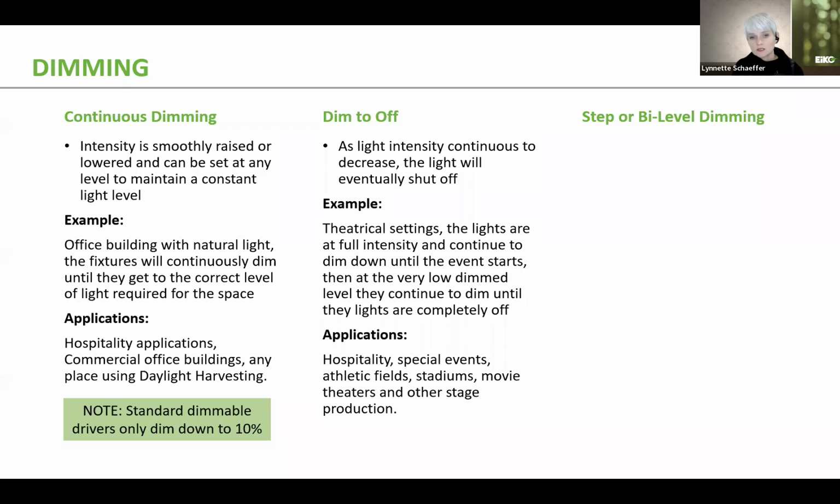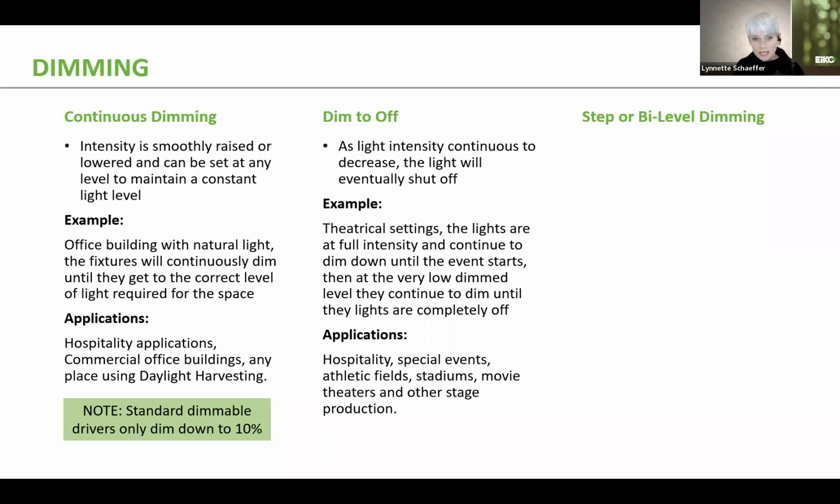Now, an example of continuous dimming applications would be an office building with natural light. Fixtures will continuously dim until they get to the correct light level required for the space. Hospitality applications, commercial office buildings, places even using something like daylight harvesting, that's where you're going to see continuous dimming. While dim to off, on the other hand, is mainly used in theatrical settings, athletic fields, maybe a stadium or movie theaters where you really need to have it go completely to dark, especially in theatrical settings for sure.